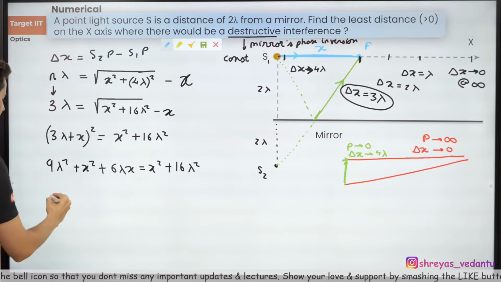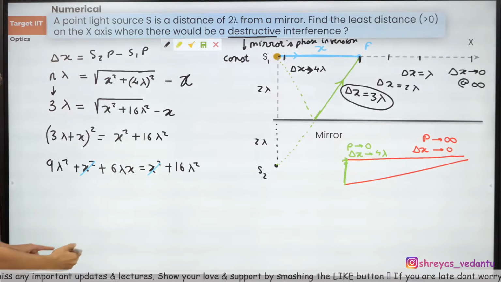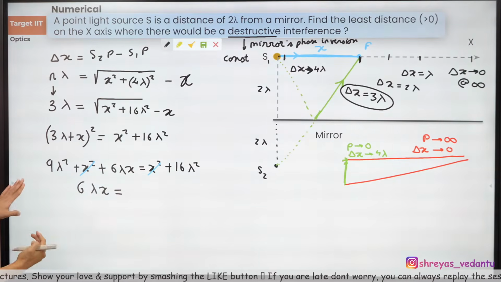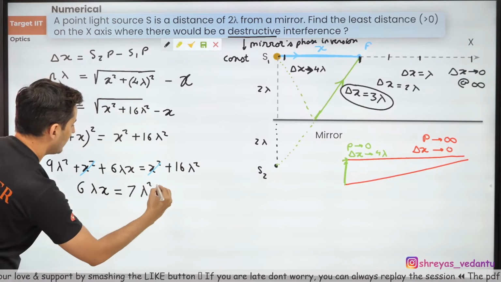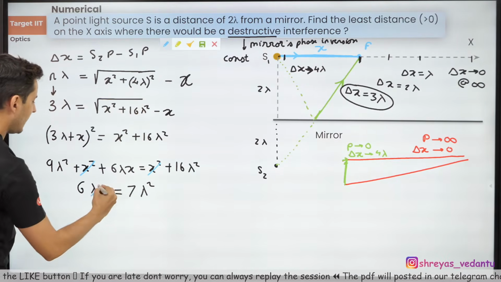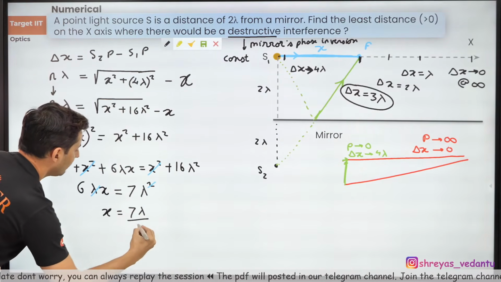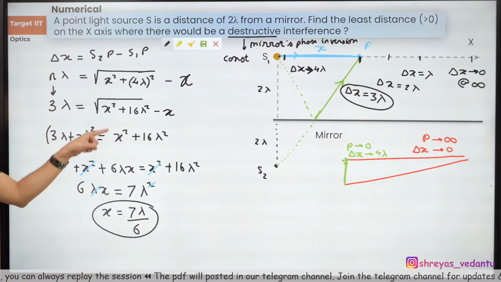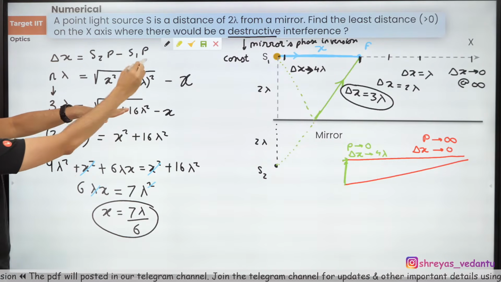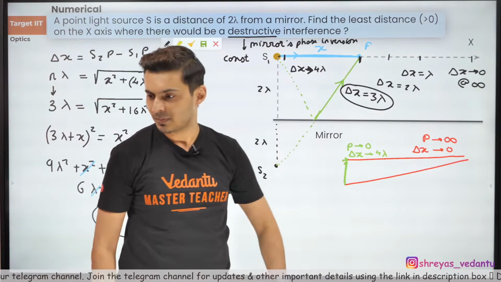So what and all will get cancelled? x square and x square will get cancelled. 9 lambda square and 16 lambda square will also come on the same side. So this will become 16 minus 9, which is nothing but 7 lambda square. One of the lambda will also go away, and therefore I am just left with x is equal to 7 lambda by 6. That's the final answer. This is very simple. Writing it till here is the difficult part. All the physics was over here till this step. After that, everything was maths. Nothing was great about this.